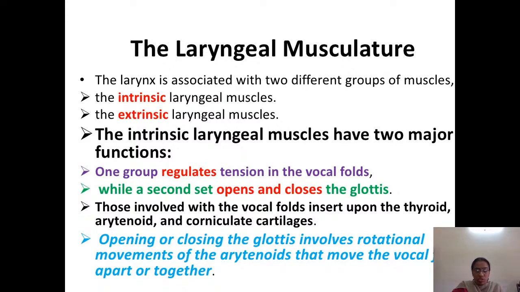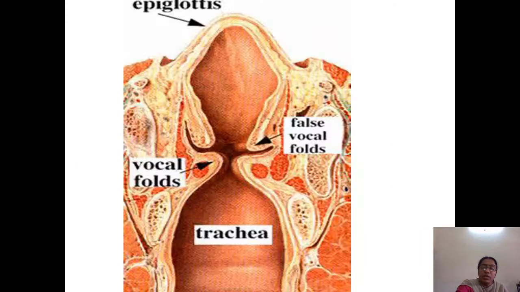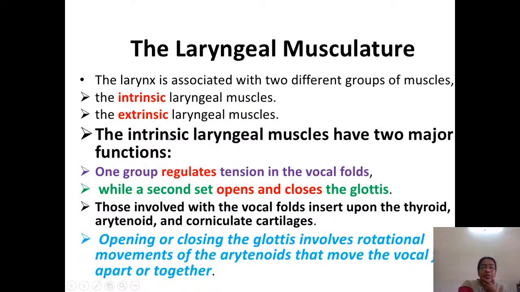Most of the muscles are intrinsic only, which are helpful for the main function. The main function of the laryngeal muscles is regulation, meaning it regulates the tension of the vocal folds. When you are seeing here, these are the vocal folds, the vestibular fold and the vocal fold. So the tension is regulated by the laryngeal muscles. One set of muscles is helpful for the regulation of the vocal folds. The other set of muscles is helpful for opening and closing of the glottis. Opening and closing of the glottis is also done by the intrinsic laryngeal muscles.